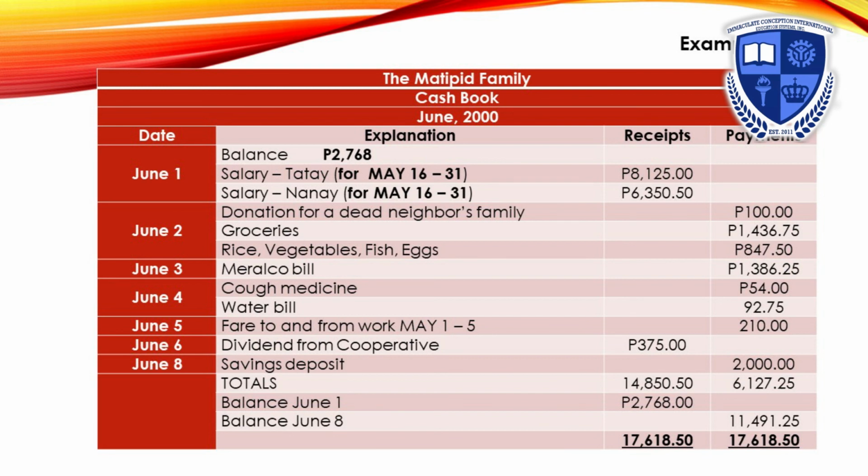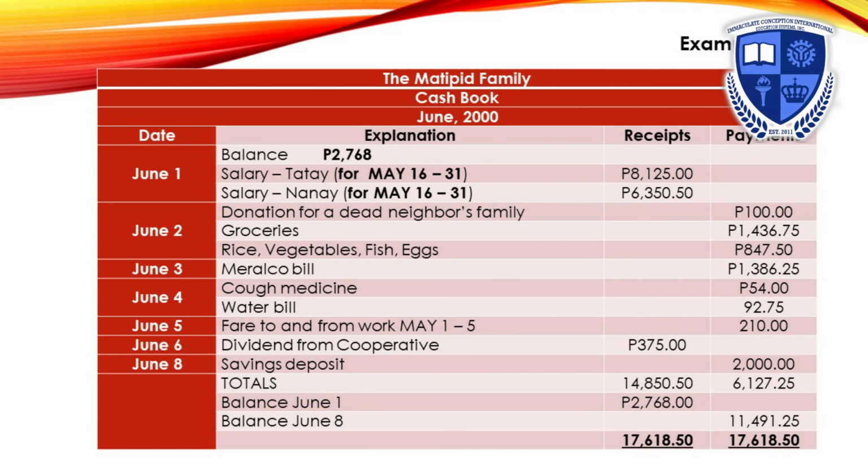Our total for receipts is 14,850.50 pesos. Dahil pinag-add po natin yung 8,125 plus 6,350.50 plus 375. Kaya nakuha po natin yung 14,850 pesos. Next, in-add din po natin yung balance natin noong June 1 na 2,768. Kaya ang total po ng ating receipts ay 17,618.50 pesos.